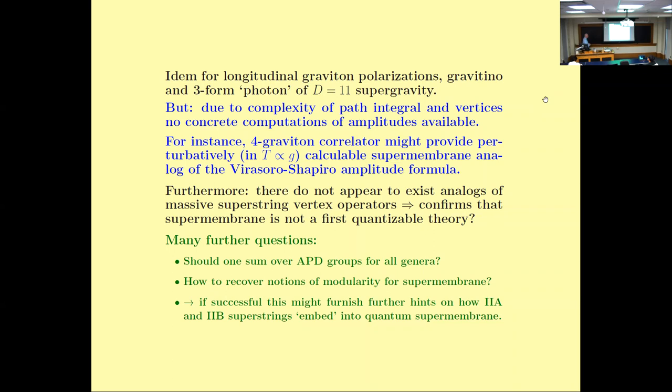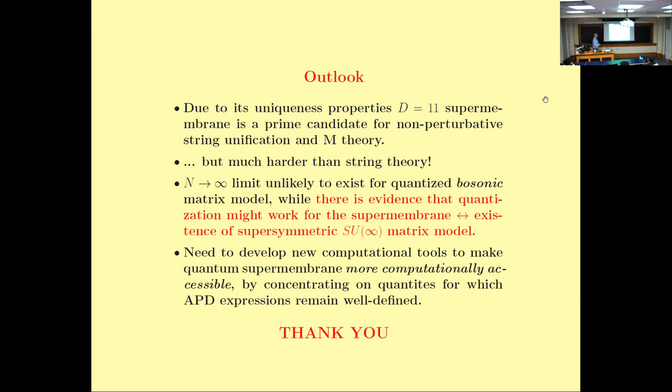Well, there are many other things one could do now, but none of them easy. So let's really get to the conclusion. I would like to stress again that due to its uniqueness properties, the 11-dimensional supermembrane is a prime candidate for non-perturbative string theory, or M theory. Everybody talks about M theory, but nobody tells you what it is. And here is a concrete proposal. Maybe it could be just this supermembrane theory, which is a very concrete theory. You can write down the Lagrangian, so it's a Lagrangian theory, everything works. But the problem is, of course, it's much harder than string theory.